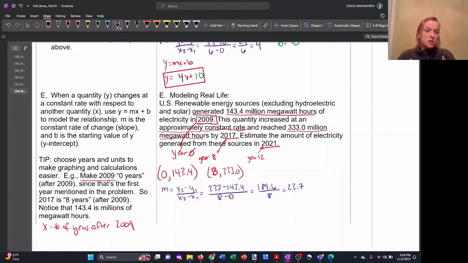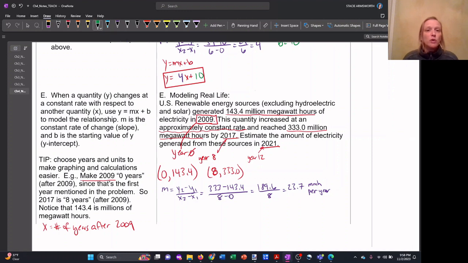Now, in a real world problem, slope has units. The y value, the rise, has units of million megawatt hours, which I'm just going to write MMH for short. And then the run has units of years. So what we have here when we calculate the slope, rise over run, is million megawatt hours per year. So slope does have units, and that's an important thing to be aware of.